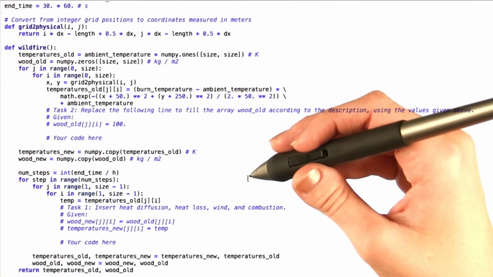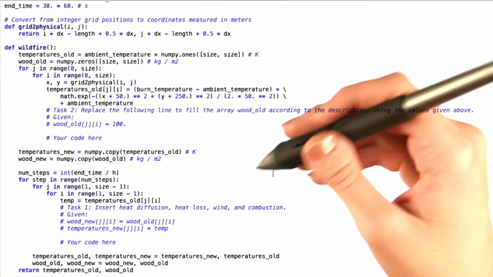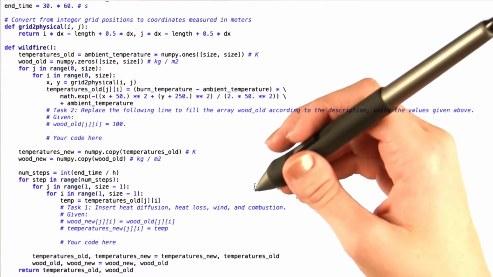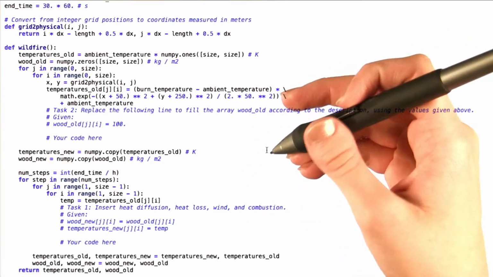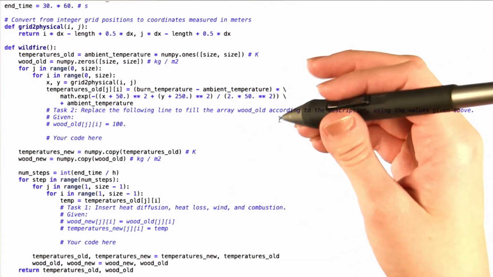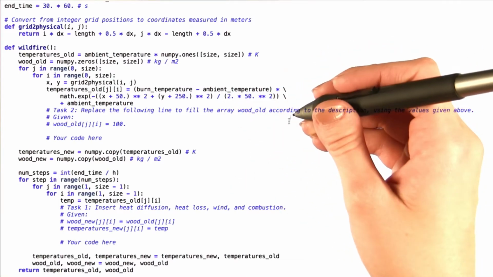So as I said earlier, your first task is going to be to take into account heat diffusion, heat loss, wind, and combustion in the 2D heat equation right here. Fortunately, we're not going to ask you to use the implicit method that you used in Homework 1. You can just use the explicit method we used before, so basically the Forward-Euler method.